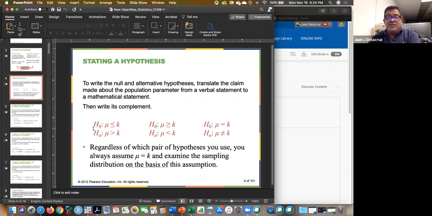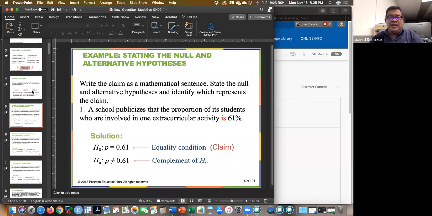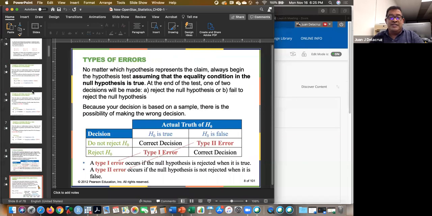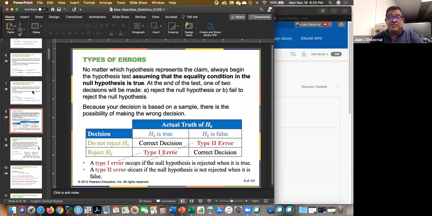But also the H sub A is very important because that's what determines the type of test that we are going to be doing, right? So all these things are a lot to consider for one particular case. We had some examples. I went through some of the examples, some of the potential problems.